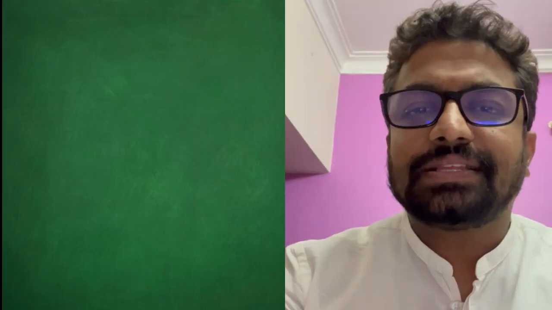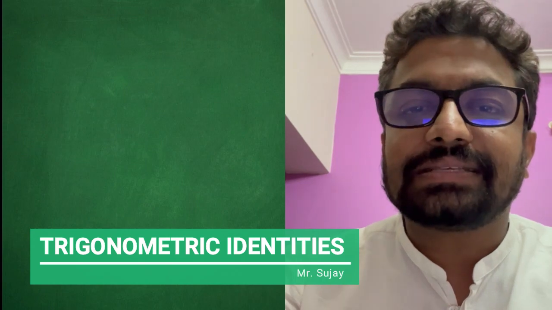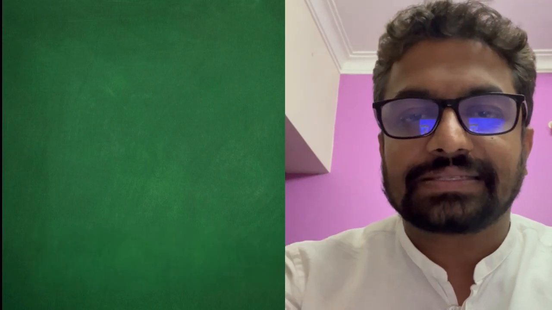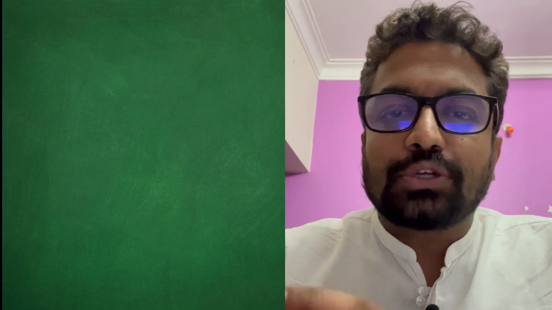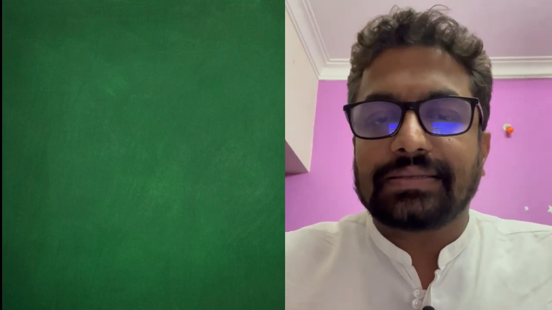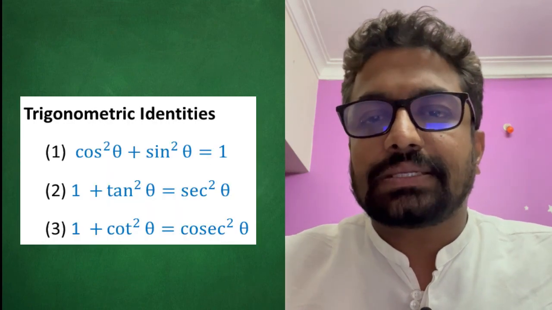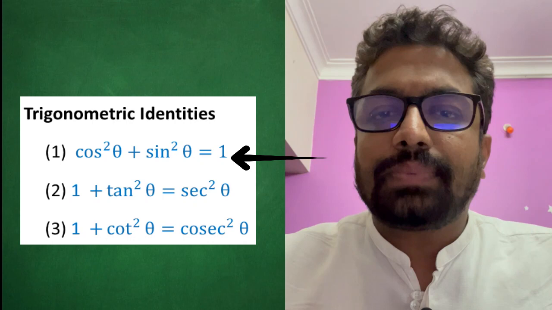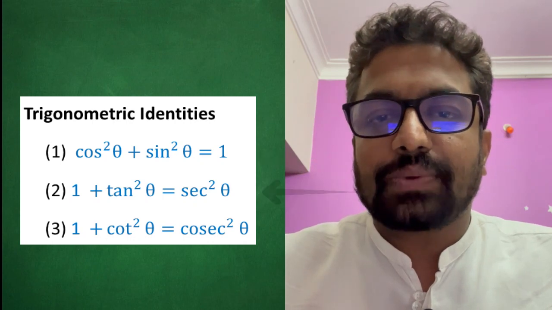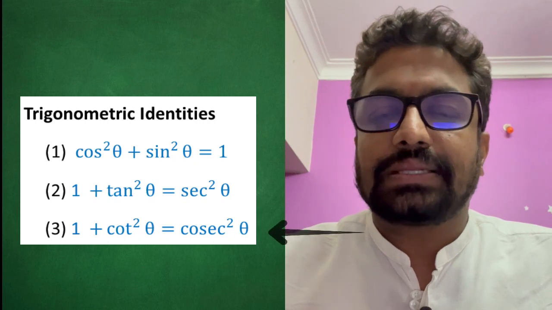Hey everyone, in this video we will try to understand what trigonometrical identities are and how to prove them. Any identity that has a trigonometric ratio is called a trigonometrical identity. So we have to learn three identities. Those three identities are sin square theta plus cos square theta equals 1, 1 plus tan square theta equals secant square theta, and 1 plus cot square theta equals cosecant square theta.